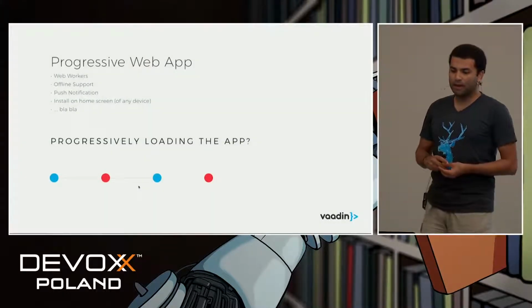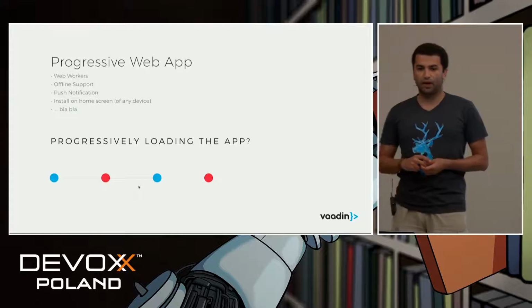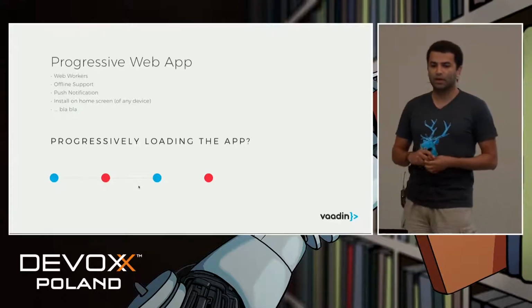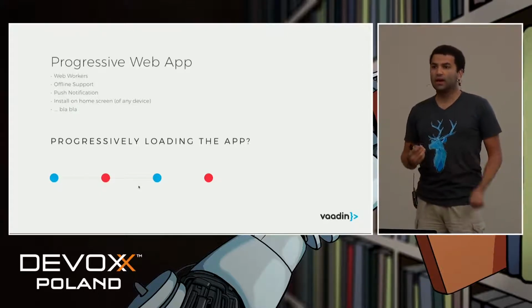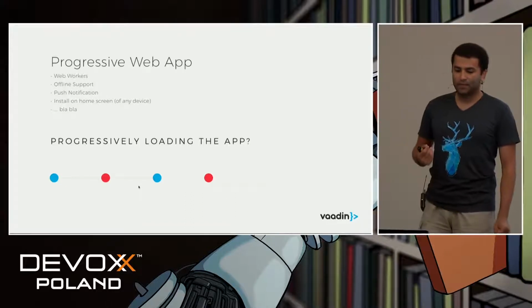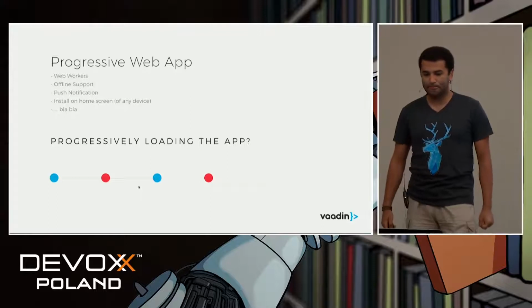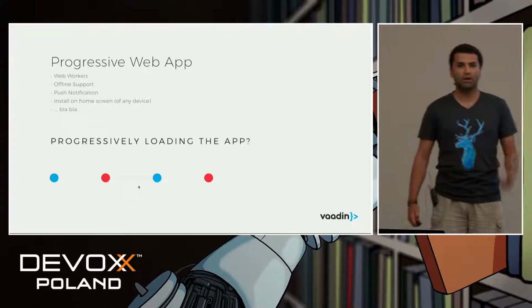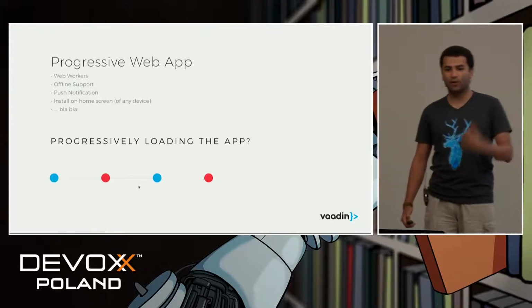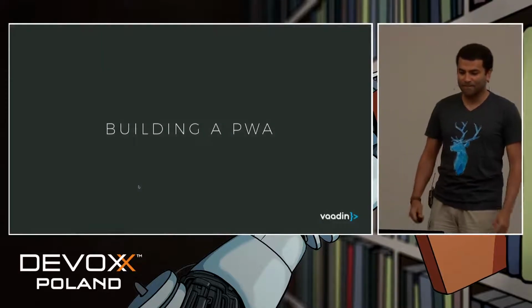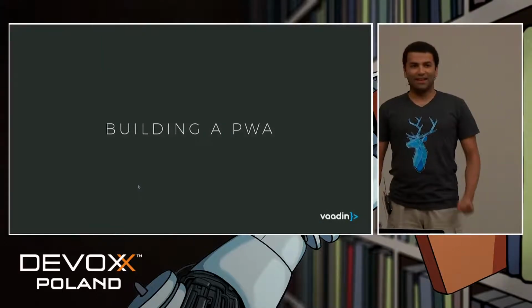So a progressive web app actually consists of many aspects like offline support, push notifications, and hardware access, and all of that is done in the so-called web workers. So how do we actually build a progressive web app? What kind of framework or programming languages do we need? Luckily, we don't need anything new.